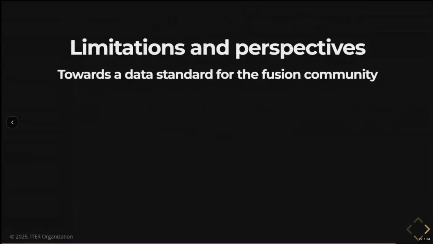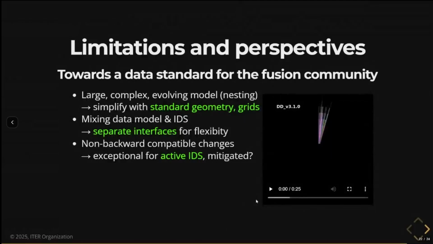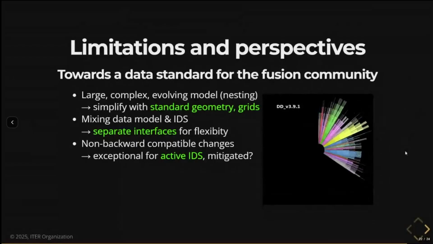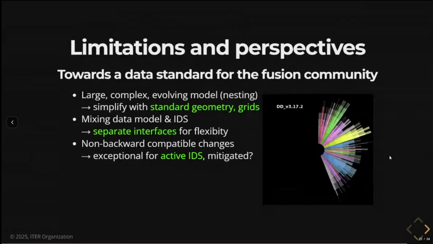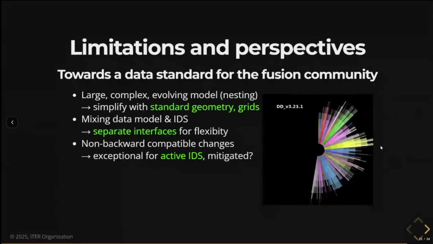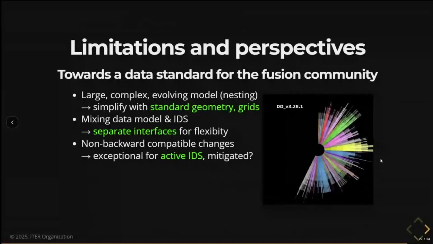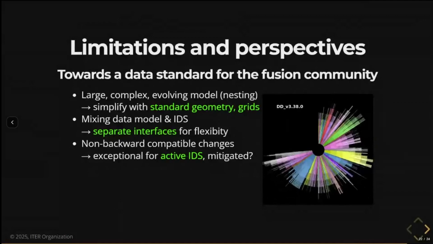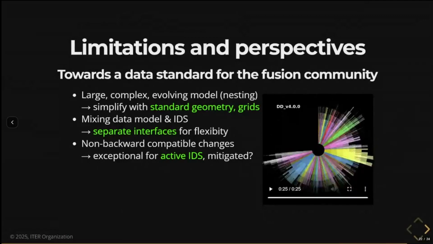Finally, before concluding, we know that the situation is not perfect yet. It's still too complex to some extent. So you can see in this movie, I hope, the evolution of the number of IDSs. Each color is a different IDS. And there you see the nested structures of the IDSs. So the more rings you have, the more nested elements you have. And the wider this color is, the more quantities you have defined. So this is a large and complex data model.